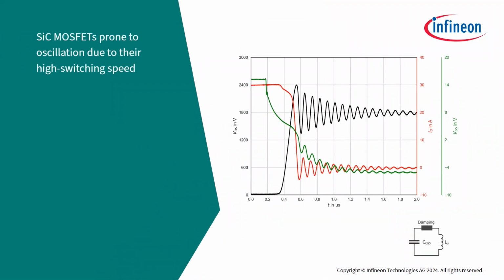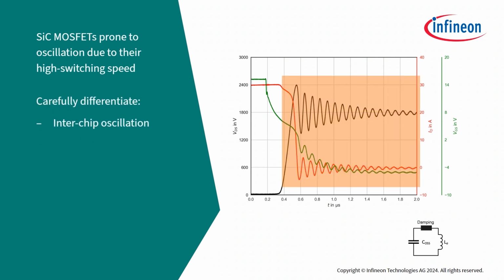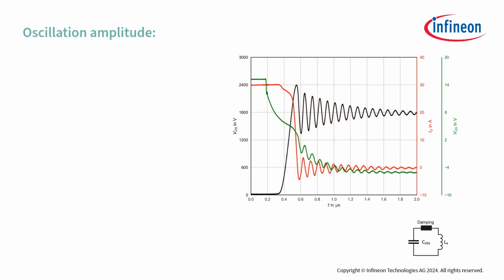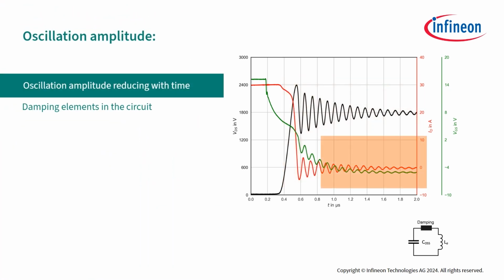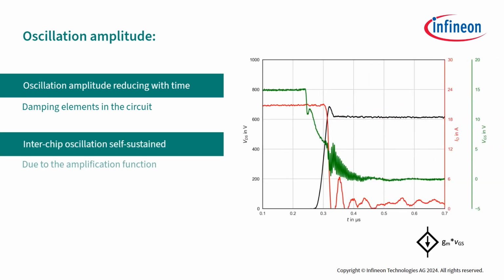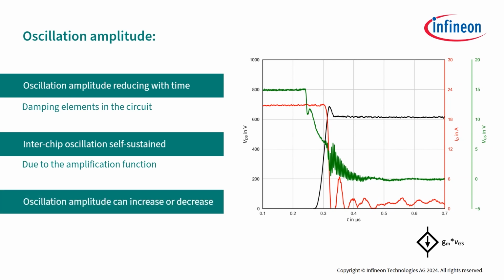SiC MOSFETs are prone to oscillation due to their high switching speed. It is necessary to carefully differentiate the inter-chip oscillation from the LC oscillation caused by the stray inductance L sigma and the output capacitance COSS. This LC oscillation also occurs during the switching transient, even though it's mainly due to the steep change of current and voltage. During the LC oscillation, the oscillation amplitude is always reducing with time since there are damping elements in the circuit. In comparison, the inter-chip oscillation is self-sustained due to the amplification function of the power semiconductor devices. The oscillation amplitude can increase or decrease depending on the operation point.